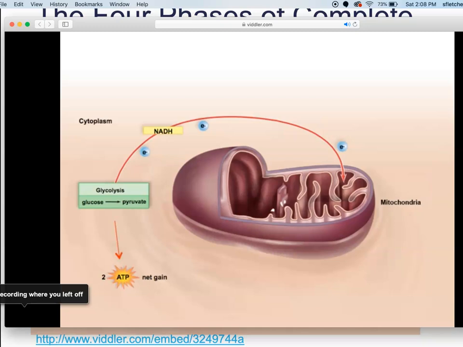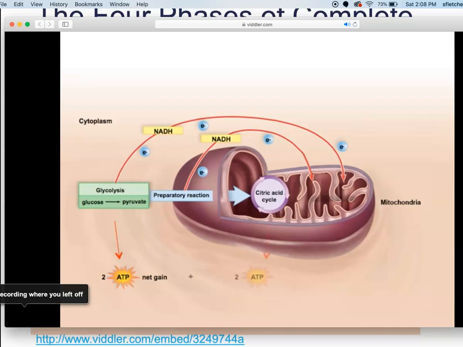As the pyruvate molecules move into the mitochondria, they enter the preparatory reactions. These reactions rearrange the chemical bonds of the pyruvate, forming acetyl-CoA. In the process, some NADH is released. Following the preparatory reactions, the acetyl-CoA molecules enter the citric acid cycle, also referred to as the Krebs cycle. Here, the remaining chemical bonds are broken, generating 2 molecules of ATP, carbon dioxide, and several molecules of NADH and FADH2. The final set of reactions are collectively called the electron transport chain.